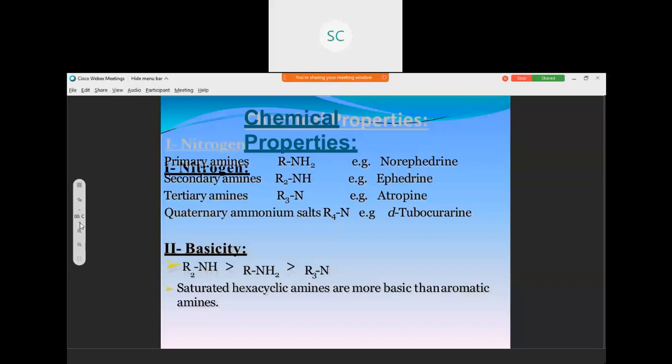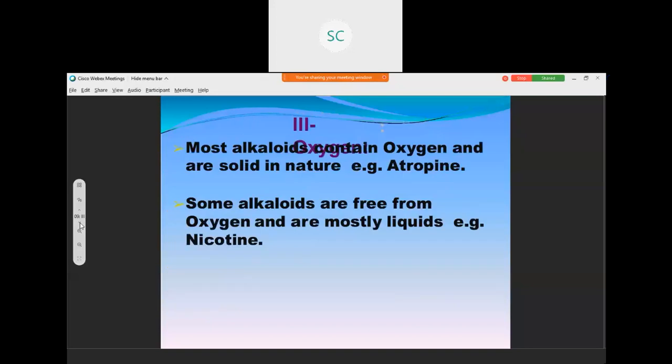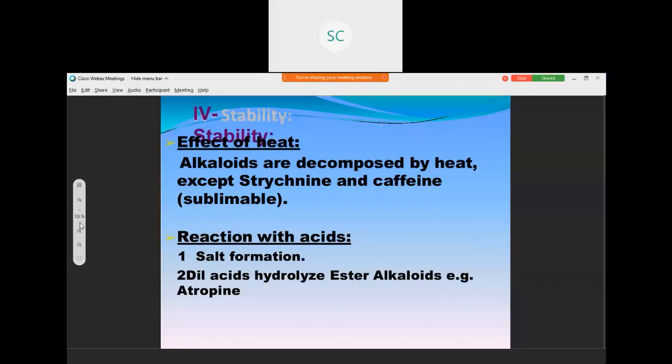Due to steric hindrance, tertiary amine exhibits less basic nature. So, among these amines, comparatively, secondary amine exhibits more basic nature than primary and tertiary amines. And one more thing, saturated hexacyclic amines are more basic than aromatic amines. Most alkaloids contain oxygen and are solid in nature. For example, atropine. And some alkaloids are free from oxygen and are mostly liquids. For example, nicotine.